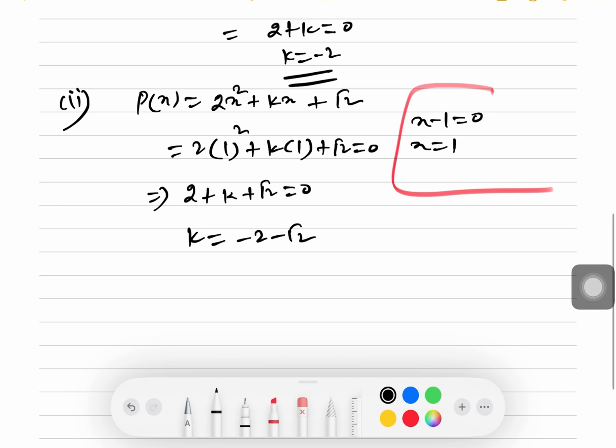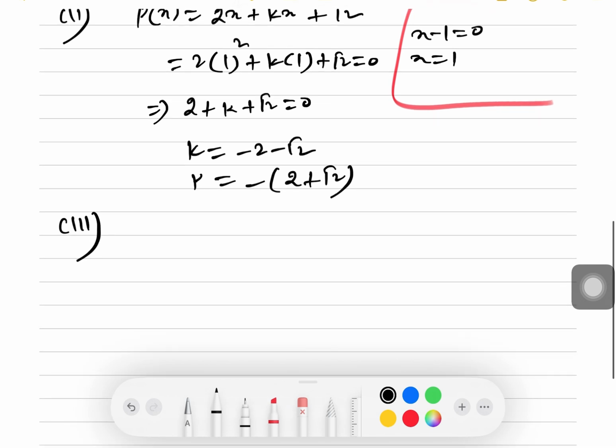2 into 1 square is 2, plus k into 1 is k, plus root 2 equals to 0. K is equal to minus 2 minus root 2. This positive 2 and positive root 2, we have to shift to the right side and they will change their signs. So k equals to minus 2 minus root 2 is our answer. One more step we can write in this answer, like we can take the minus sign common. So inside the bracket 2 plus root 2 will be left.